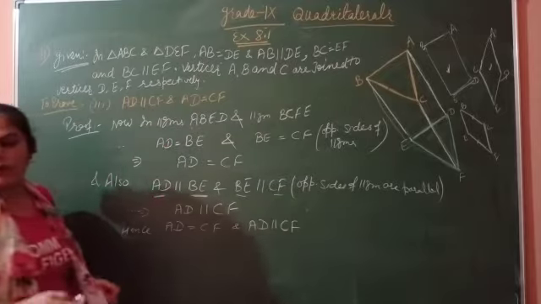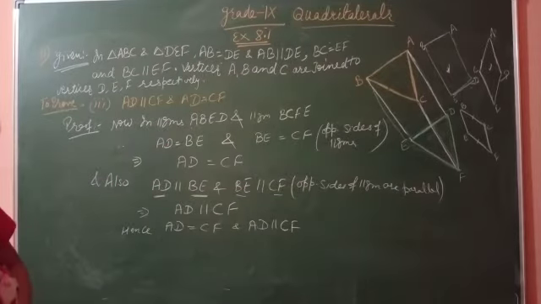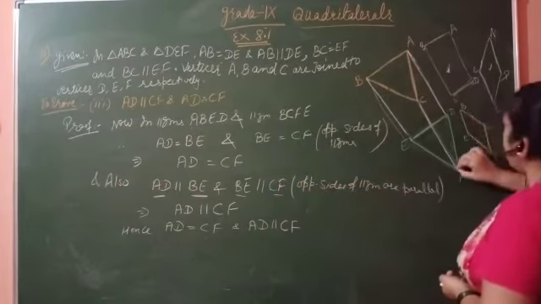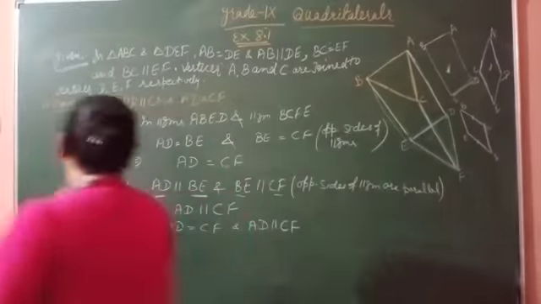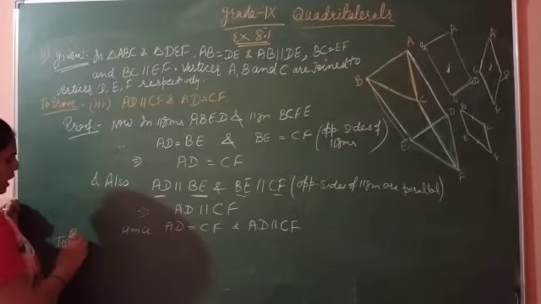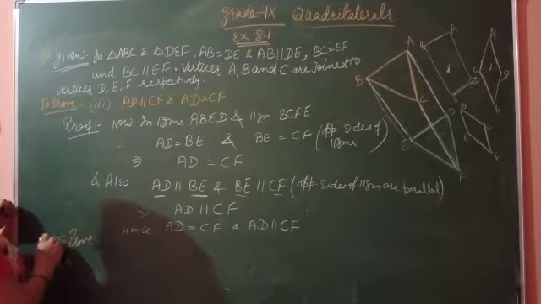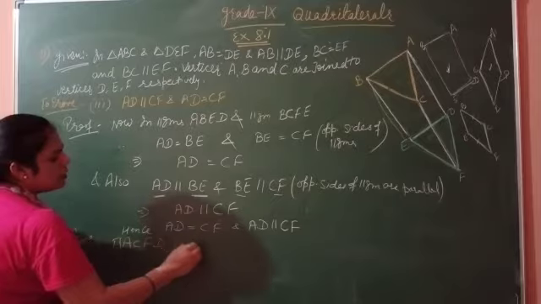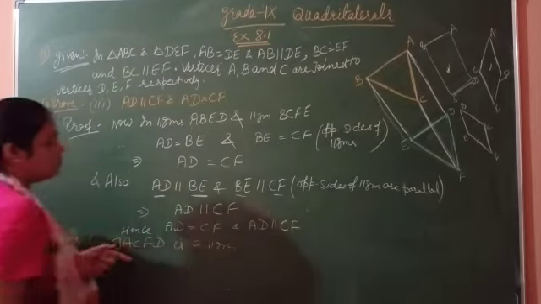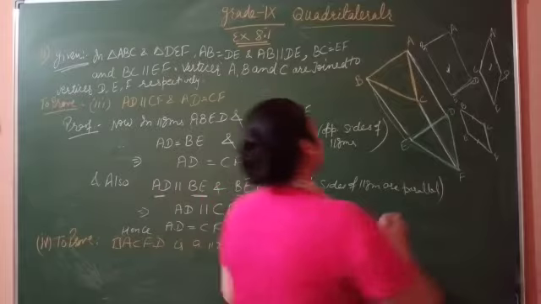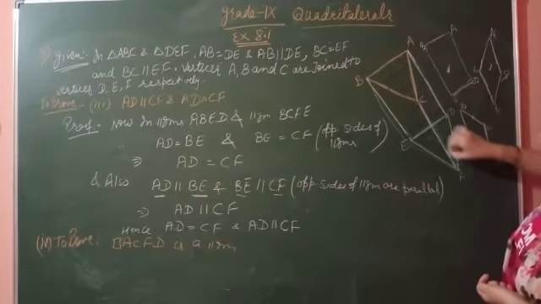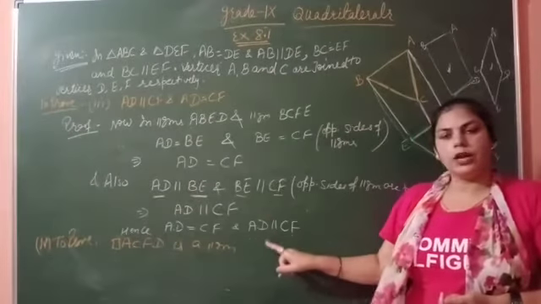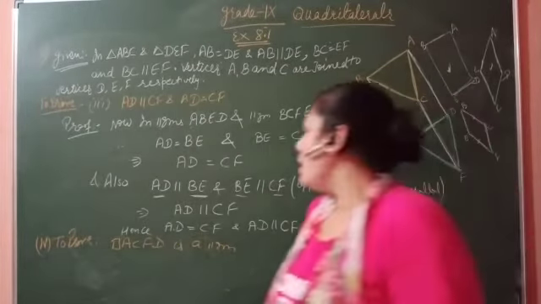Clear? Now our next, fourth part: we have to show that ACFD is a parallelogram. In the fourth part we have to prove that the quadrilateral ACFD is a parallelogram. So in ACFD, we have shown one pair of opposite sides equal: AD equal to CF and AD parallel to CF. One pair we showed equal and parallel in the third part. So this is also a parallelogram.